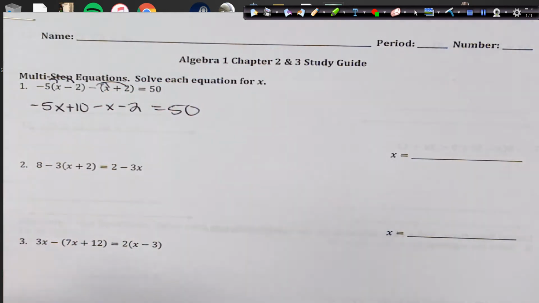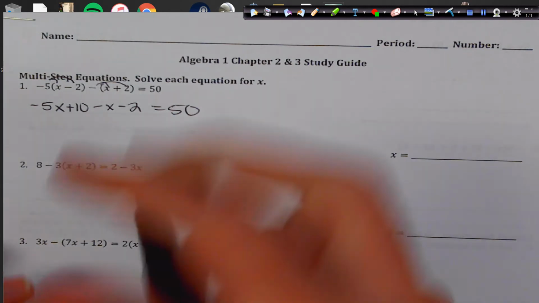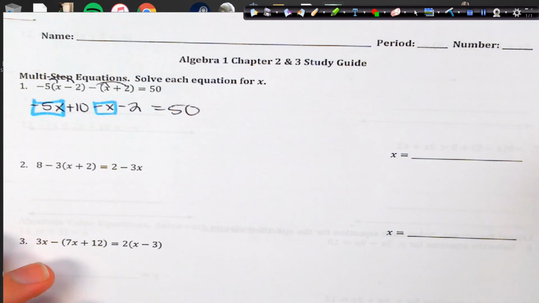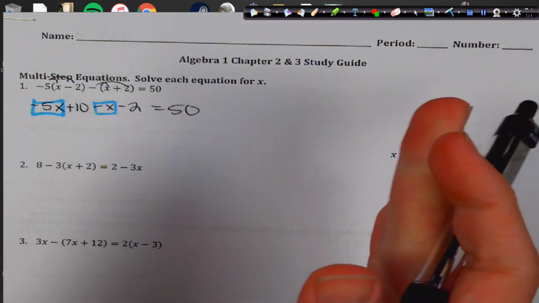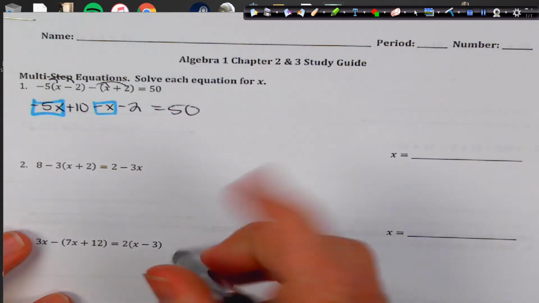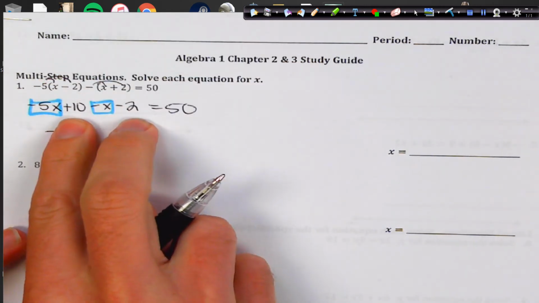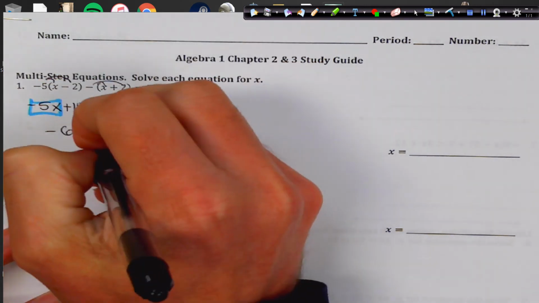Okay. Next, we're going to go ahead and combine like terms. We get negative x and a negative 5x. They're on the same side, so we can go ahead and combine them. So that's going to be a negative 6x, and then these two we combine. 10 minus 2 is going to be 8.